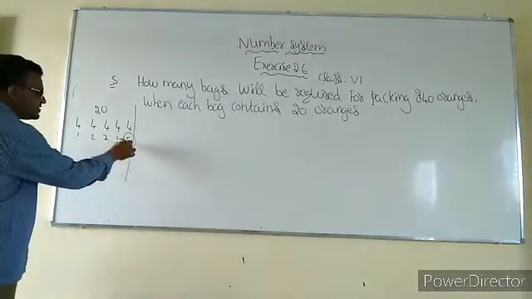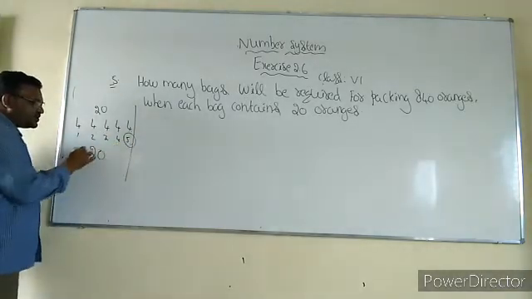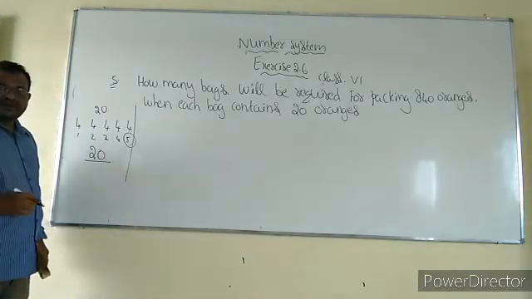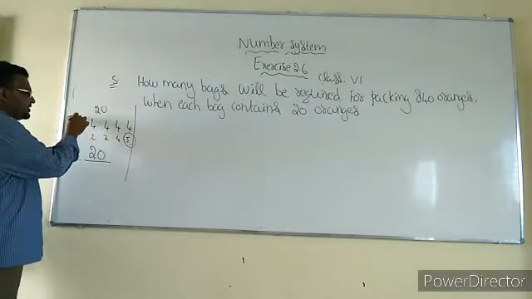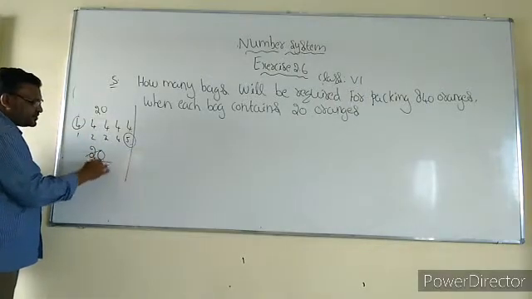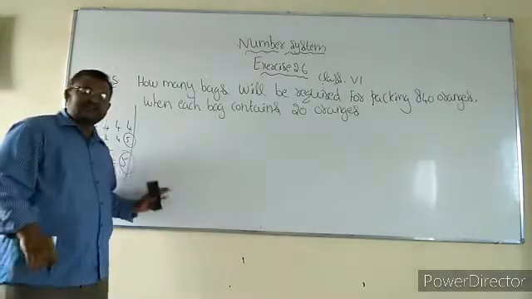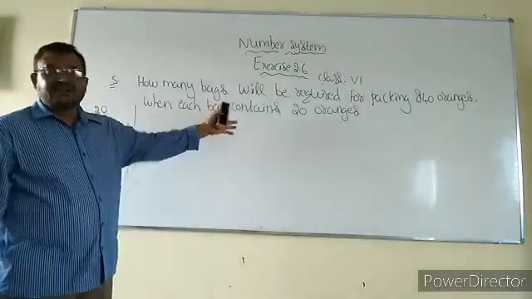That means how this 5 came: total number of chocolates divided by number of chocolates in each bag. That means 4 fives are 20. So 5 bags required. So we did division here. The same we have to do in the given problems also.